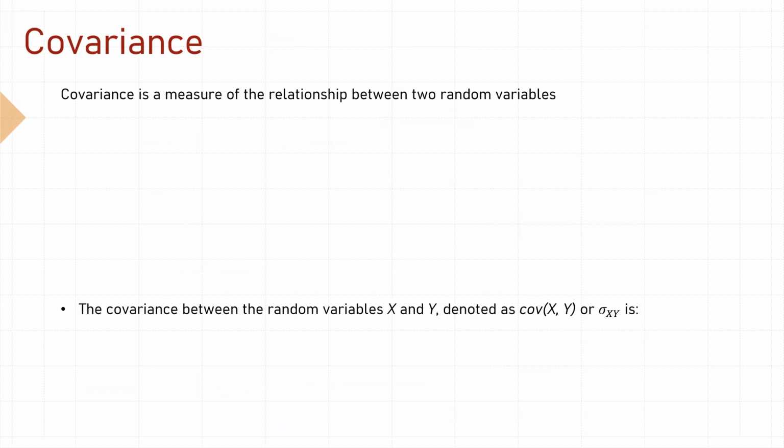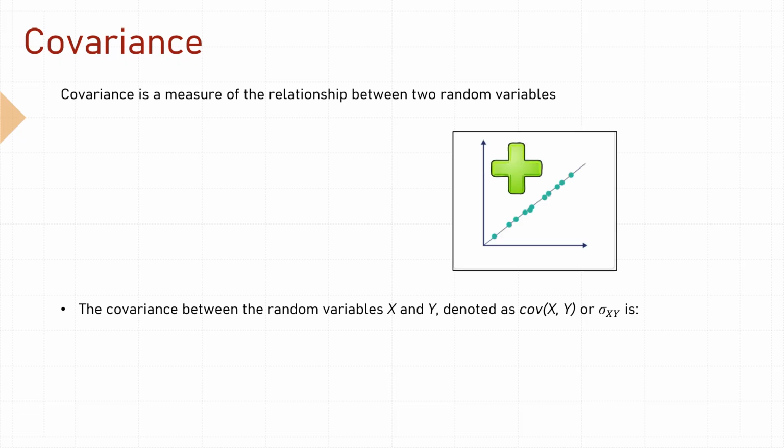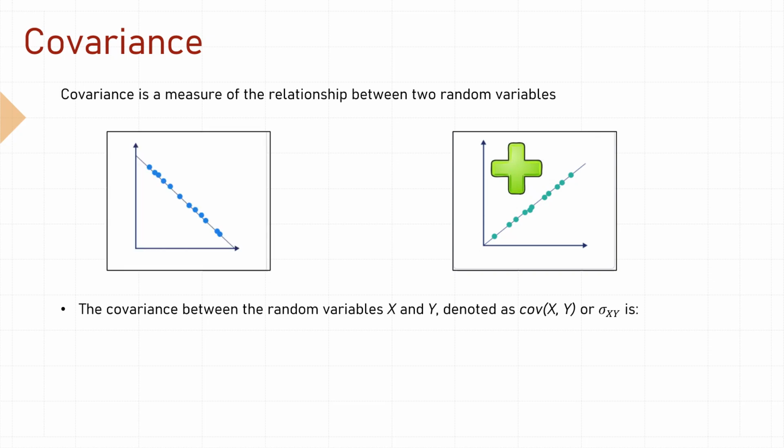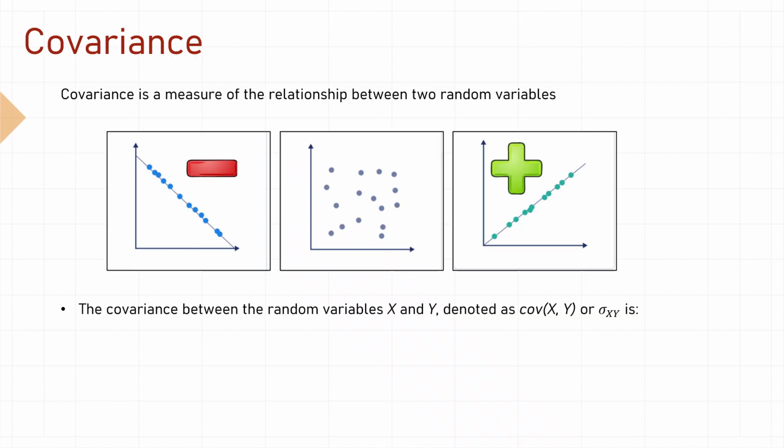Covariance is a way to measure the relationship between two random variables, like x and y. It tells us how changes in one variable are related to changes in the other. For example, if x increases and y tends to increase too, the covariance will be positive. If x increases and y tends to decrease, the covariance will be negative. If there's no clear relationship between x and y, the covariance will be close to 0. You can think of it as a number that summarizes how two things are connected.